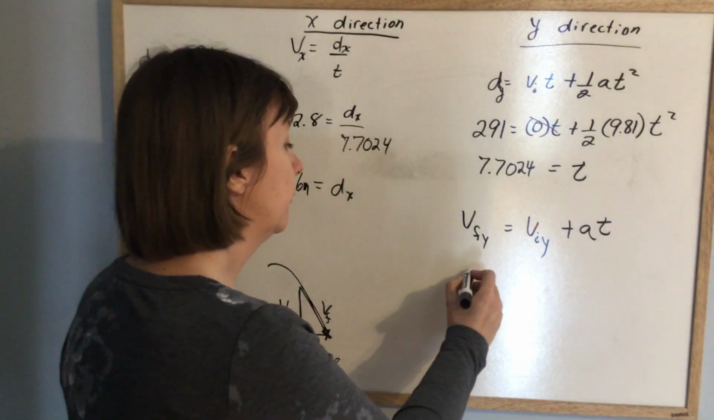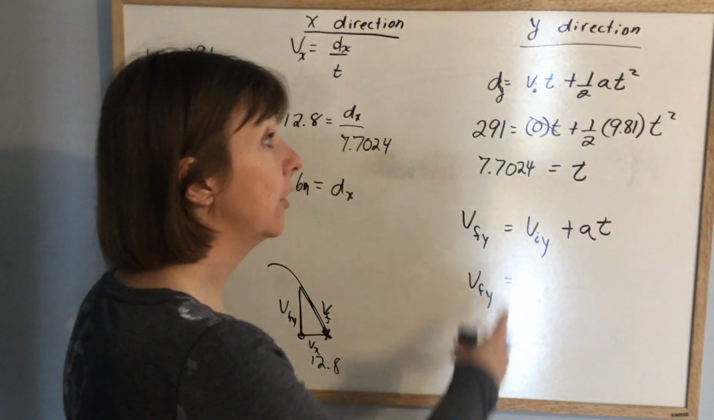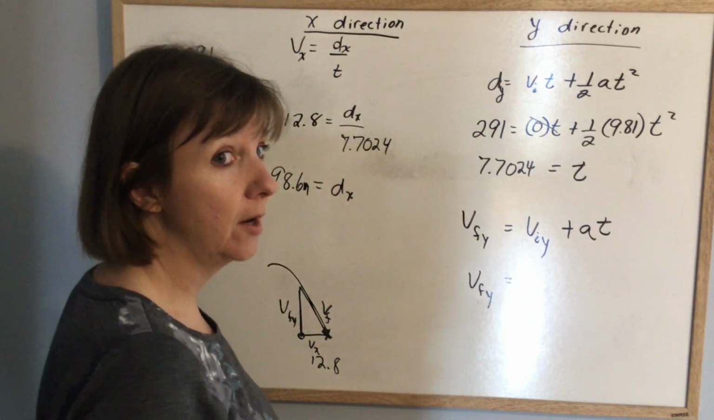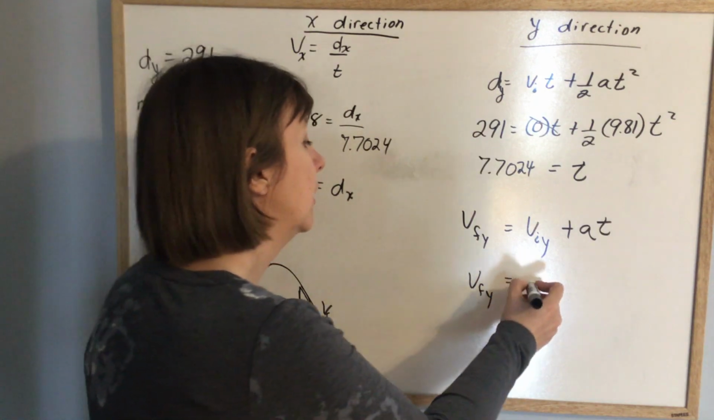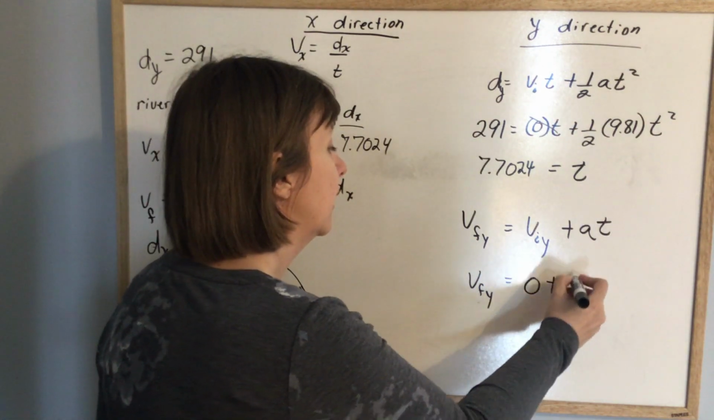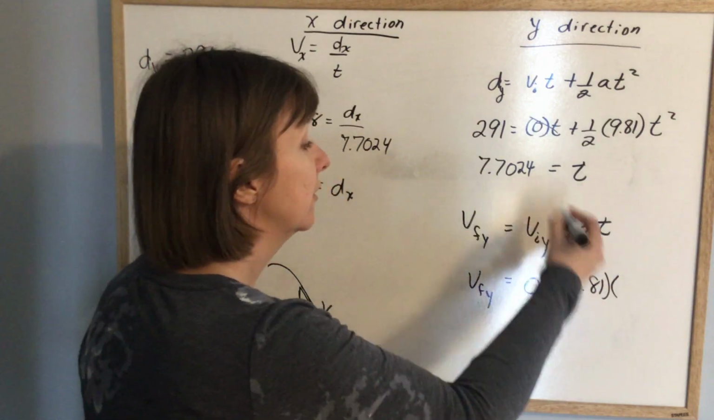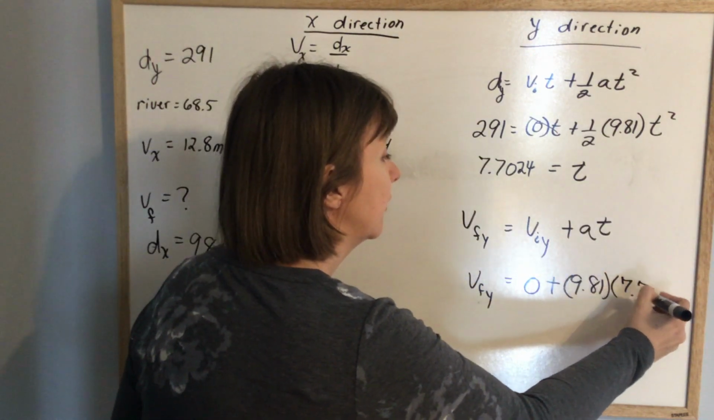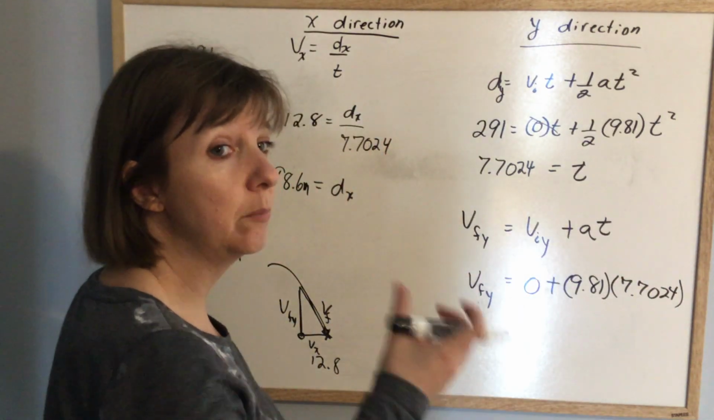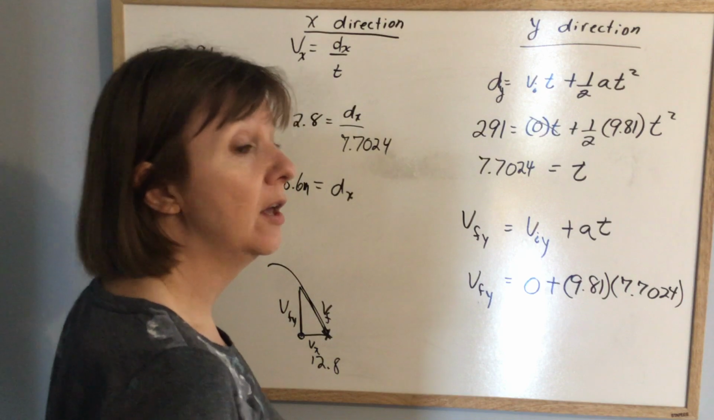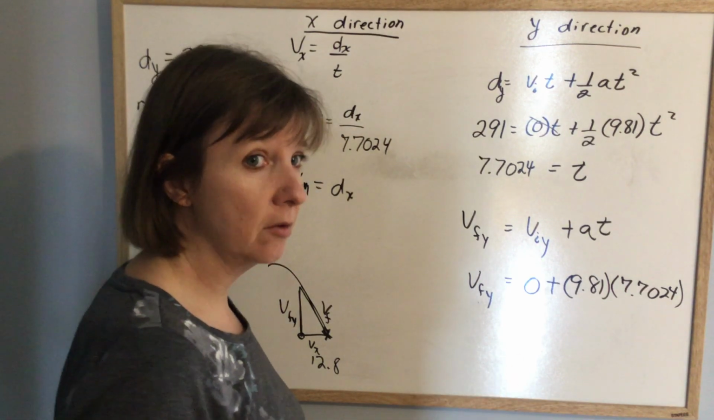So I'm looking for the final velocity in the y direction. The initial velocity, remember, was nothing, right? When I first start to let go, it's not moving. So that is 0 plus acceleration, which is due to gravity, 9.81, times time, which is 7.7024. Don't round off that time. Use the whole answer. If you just round it off to 8, then it's going to throw your answer off.